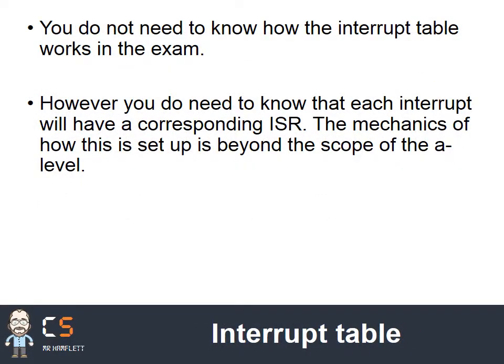So you don't need to know about the interrupt table directly. You do need to know though that there is a link between an interrupt and an interrupt service routine which gets run as a result of it. The operating system is responsible for the interrupt service routine. The CPU is responsible for simply saying, here's an interrupt, it's occurred. The operating system needs to deal with it. The mechanisms of how that works is not on the spec, but you do need to know it happens.